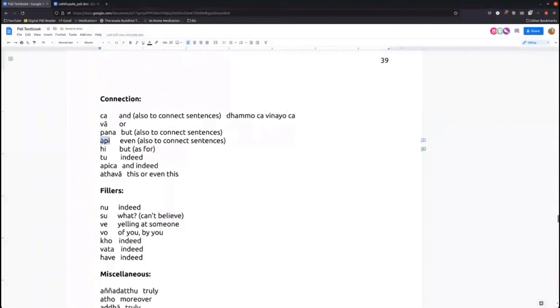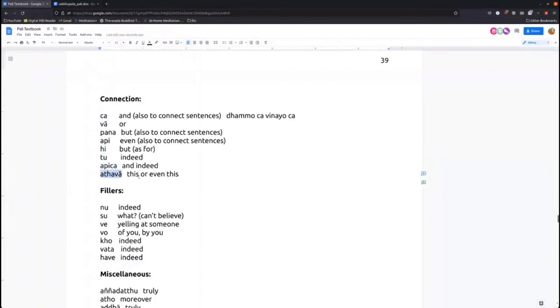Api, we just saw that it can also be used like cha. Api can be used basically just like cha, but it kind of has a different sense, like both. Cha just means A and B, but api, like I can say dhammopi, vinayopi, but it kind of has a different sense of both. It's not a big deal. It can mean but. It doesn't have to mean but. It can also just be emphatic, I think. Tu, not so common. Apicha, sometimes.